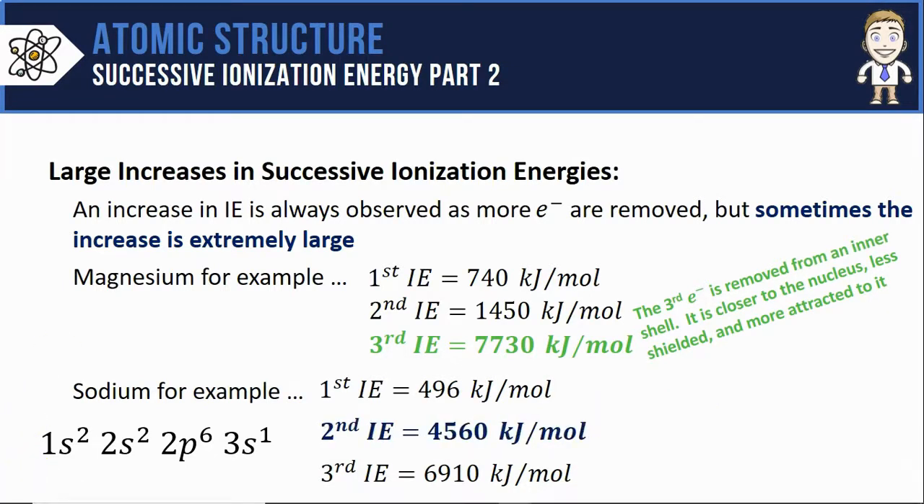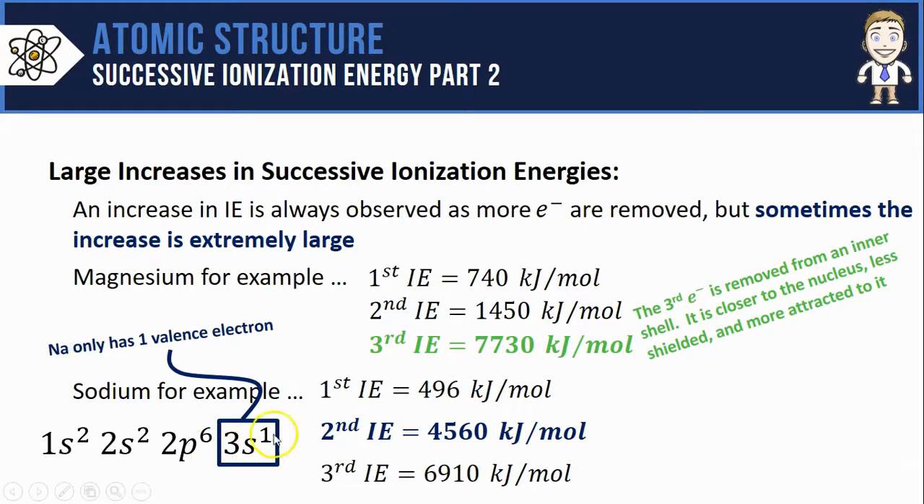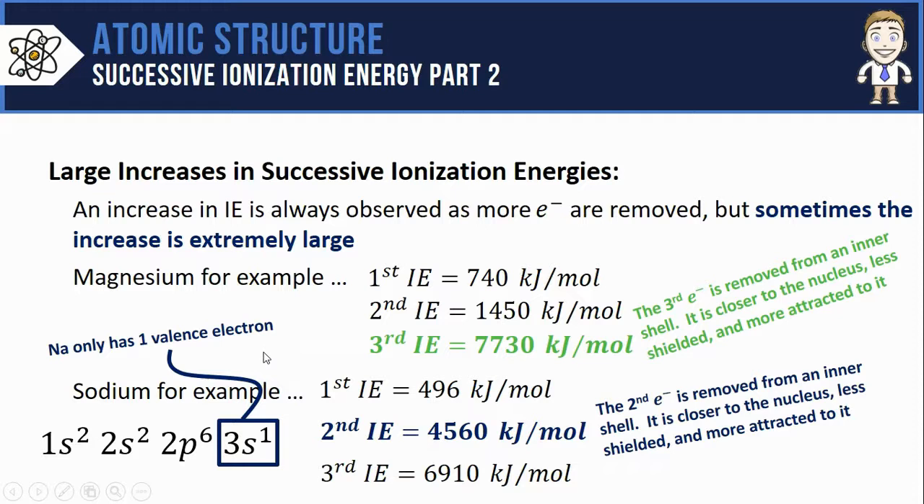For sodium, it's different because the sodium atom only has this one valence electron. So that first electron is pretty easy to remove because it's pretty far from the nucleus. Once that one electron is gone though, we immediately start removing from the second energy level. So the second electron is removed from an inner shell. It's closer to the nucleus, less shielded from it, and more attracted to it.